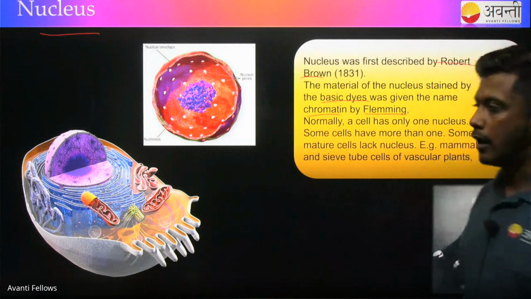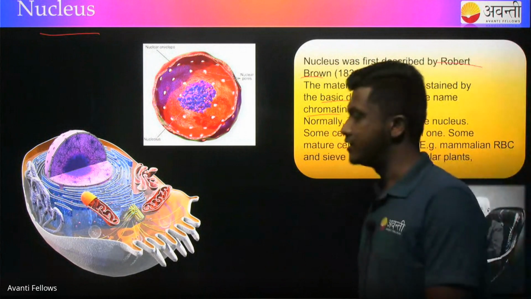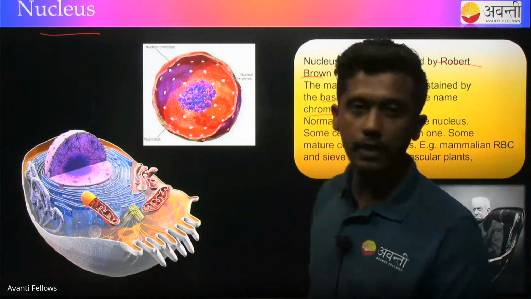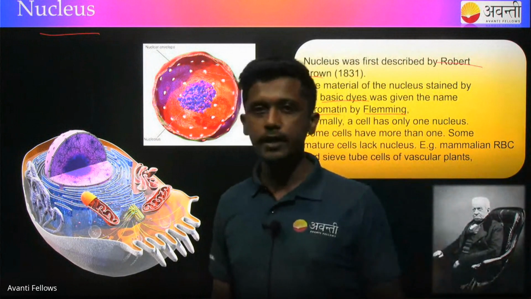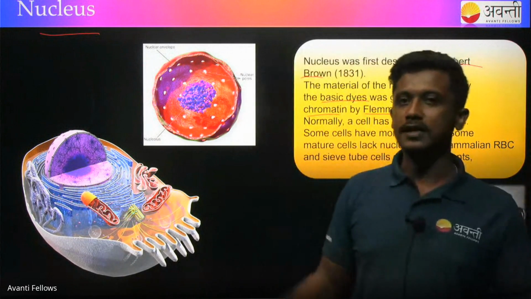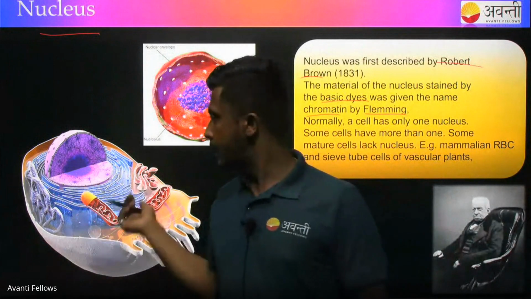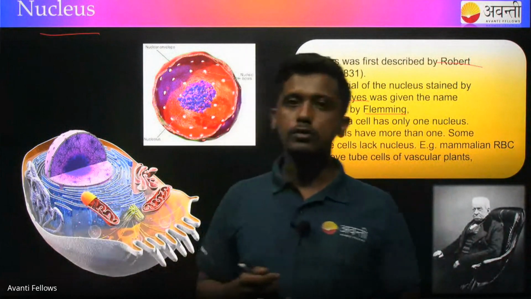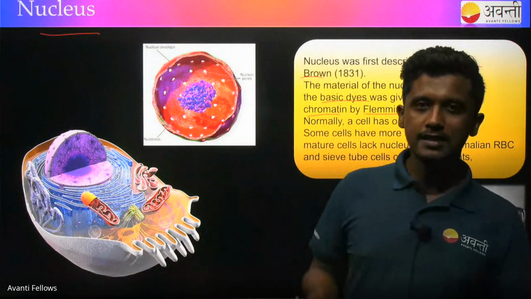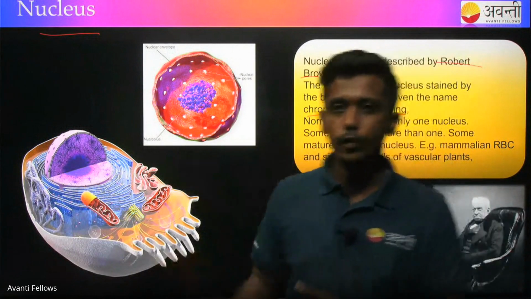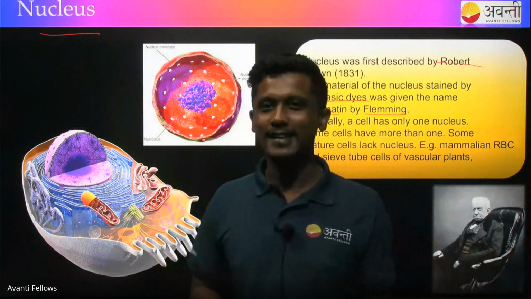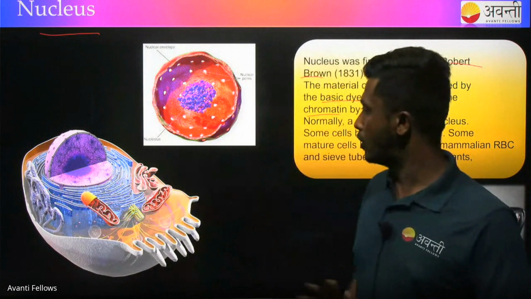The number, position and shape of the nucleus depend on the cell. Some cells, like red blood cells, are enucleated. In the beginning they have a nucleus, but gradually they lose it and become anucleated cells. Some cells are multinucleated, some are uninucleated, and some are anucleated or enucleated, so it depends on the cell.